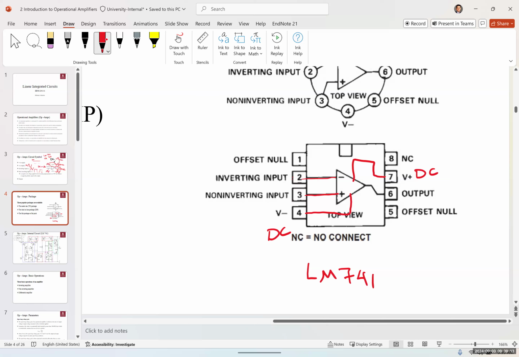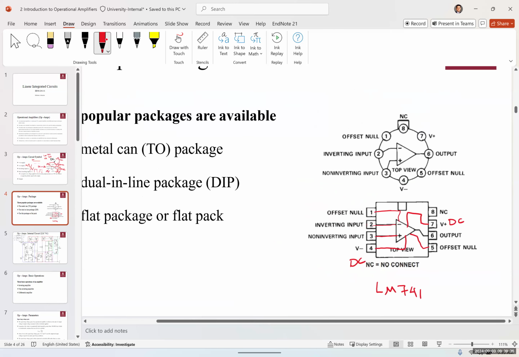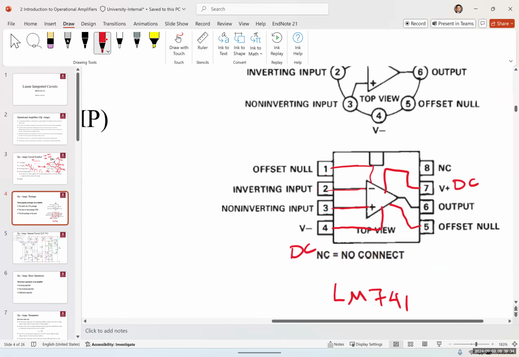And 2 other popular inputs are what we call the offset null. And offset null is basically to cancel out the offset voltage, and I will explain that in a later slide. But the op amp usually looks like this. You can have surface mounted or through-hole op amps.